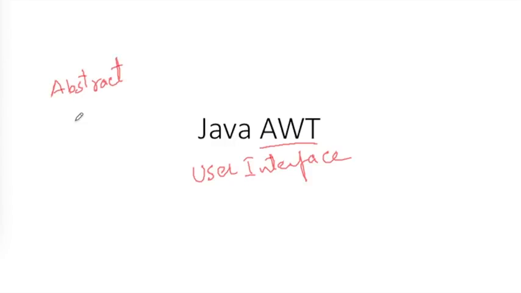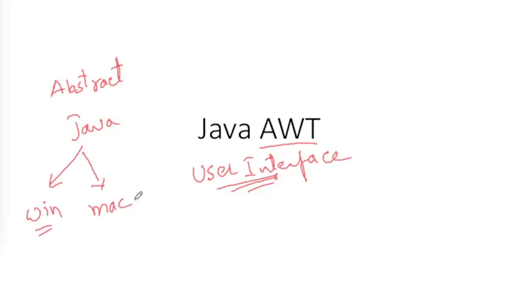Abstract in the sense, if you develop a Java program and run on Windows, the flavor of interface will be of Windows only. And same program when you run on Mac, you will get the flavor of Mac operating system. The user interface will be just like Mac operating system user interface. So if it is on Windows, then the application will look like Windows application. If it is running on Mac, it will look like Mac operating system application. If you are running on Linux, then it will look like Linux application.